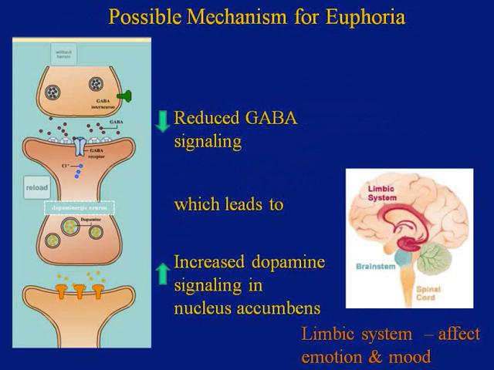Some possible mechanisms for euphoria have been suggested: that opiate receptor activation leads to reduction in GABA signaling, and this allows a resultant increase in signaling from dopamine receptors in the nucleus accumbens, that's part of the limbic system structures that affects emotions and mood. So it could be that there is finally an increase in dopamine signaling, which is the neurotransmitter that is involved in rewards.